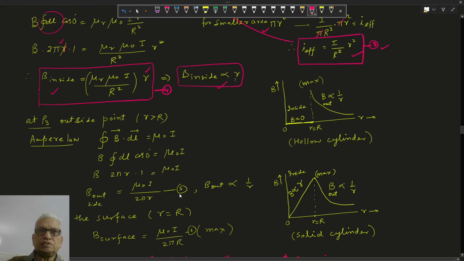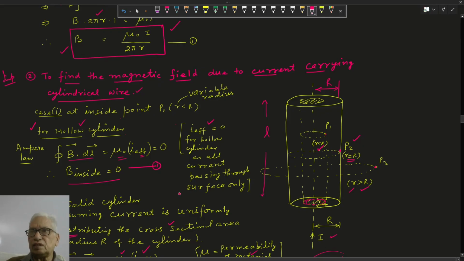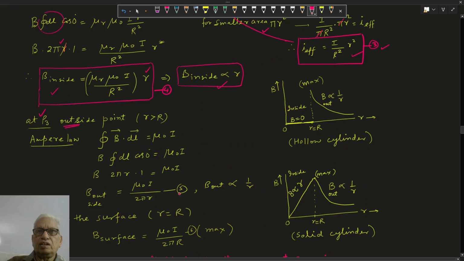Now at position point P3 outside point, here this is the point P3 outside point, के अंदर कितना करंट होगा, टोटल करंट आ गई I. So here at point P3 r is more than R. At outside point, Ampere Circuital Law, integration for the closed path B dot dl equal to mu naught I. यहाँ पे mu naught क्यों है, वैक्यूम है, I टोटल करंट. तो B dl cos 0 mu naught I का इंटीग्रेशन हो जाएगा dl का 2 pi r, ये नीचे ले गए. So B outside point के लिए mu naught I upon 2 pi r.